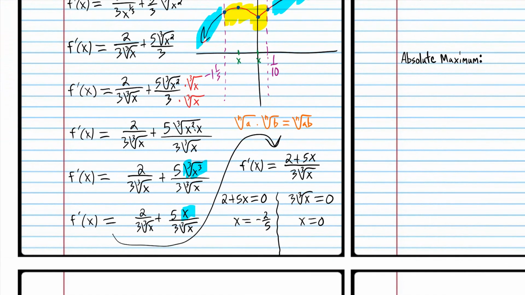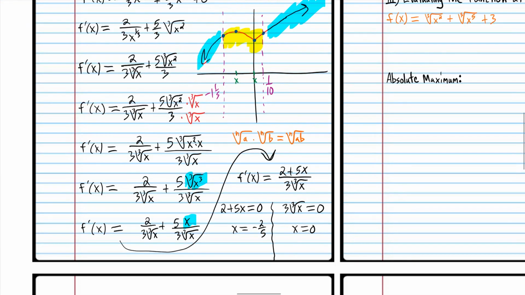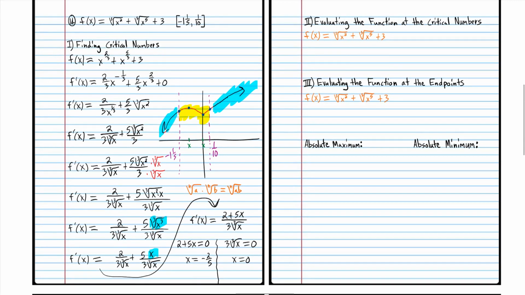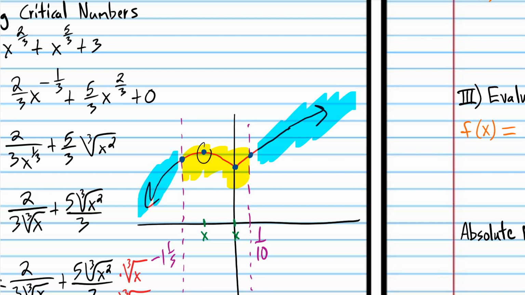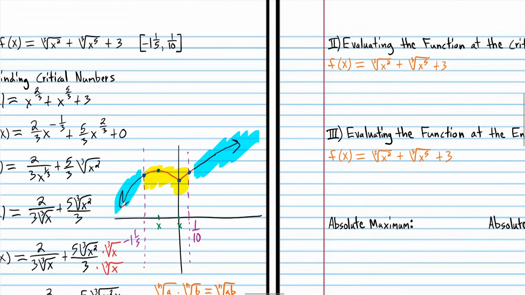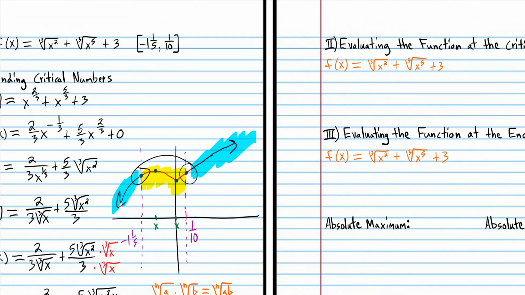So I want you to see that x equals 0 corresponds to this sharp turn in the graph. And x equals negative 2/5 corresponds to the top of this hill. So we found the critical numbers. Now we need to plug in those green x values into the original function and see what the y values of these points are, and then we can compare, because those y values might be the absolute maximum y values and the absolute minimum y values. We're not sure. We also need to check the endpoints.